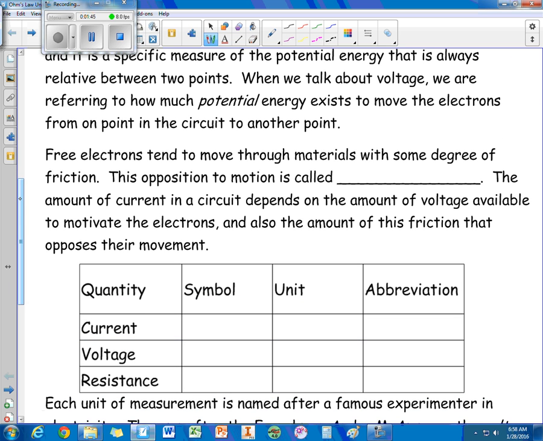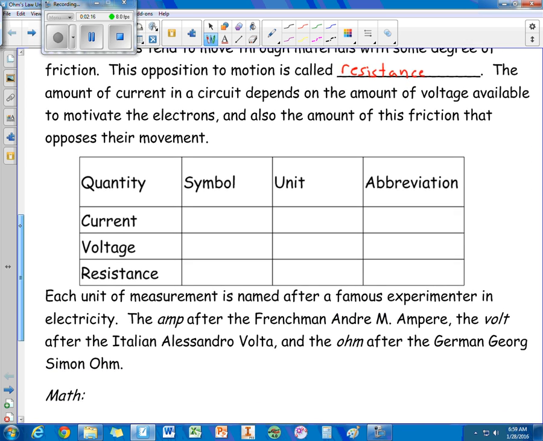The free electrons, as they move through materials, we can kind of think of them encountering a little bit of friction. And this opposition to motion is what we call resistance. So the amount of current in a circuit is going to depend on the amount of voltage available to motivate the electrons, but it's also going to depend on the amount of friction that opposes their movement. So let's put all this stuff together then.